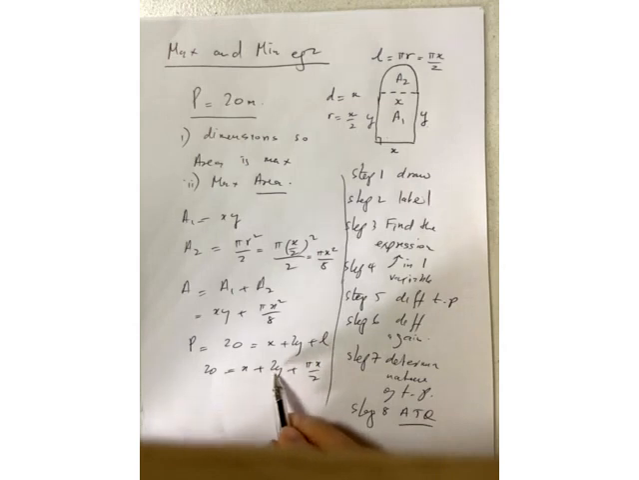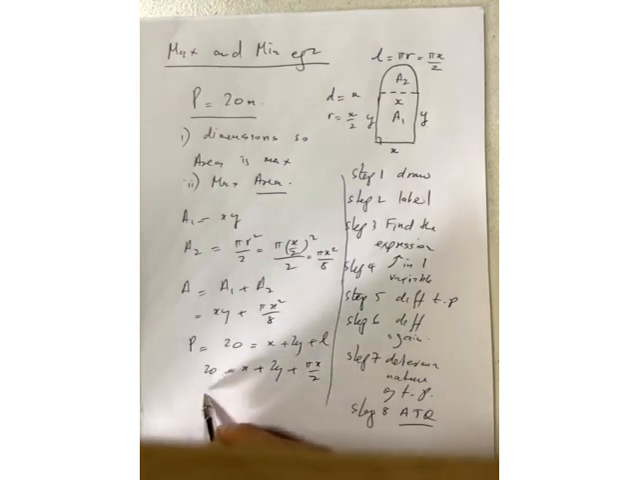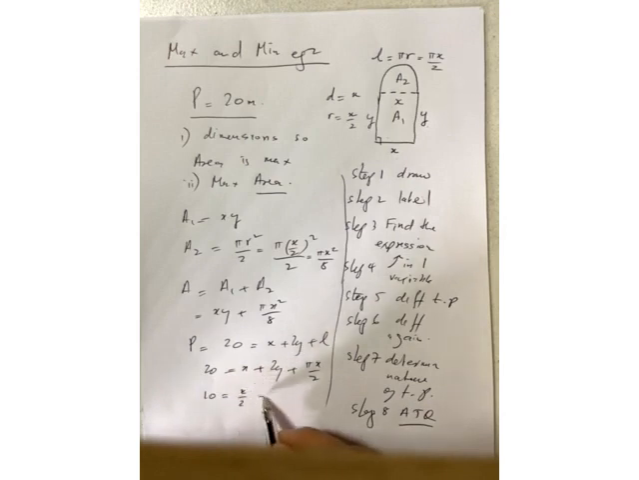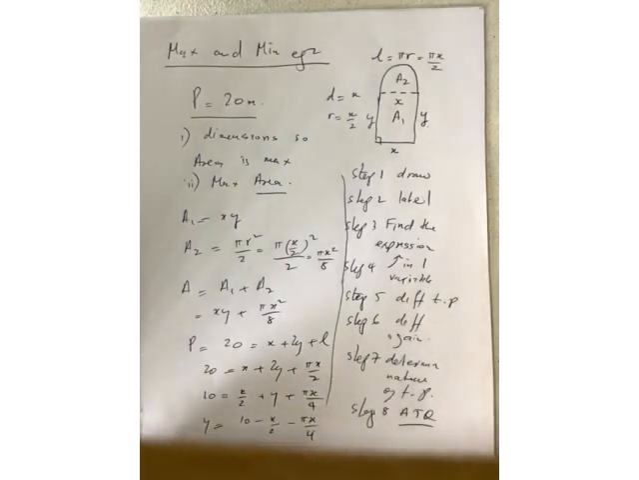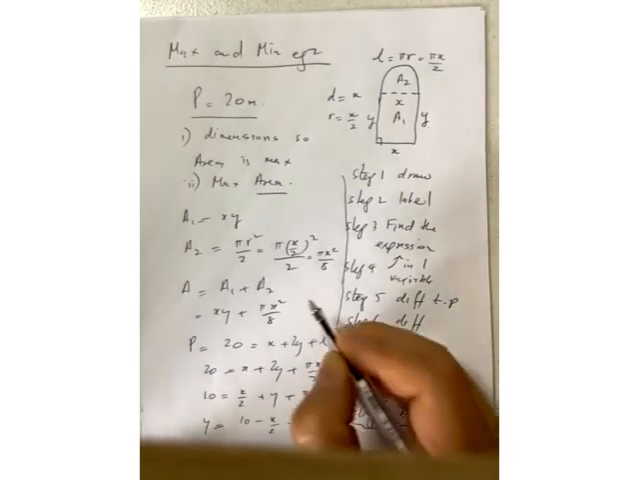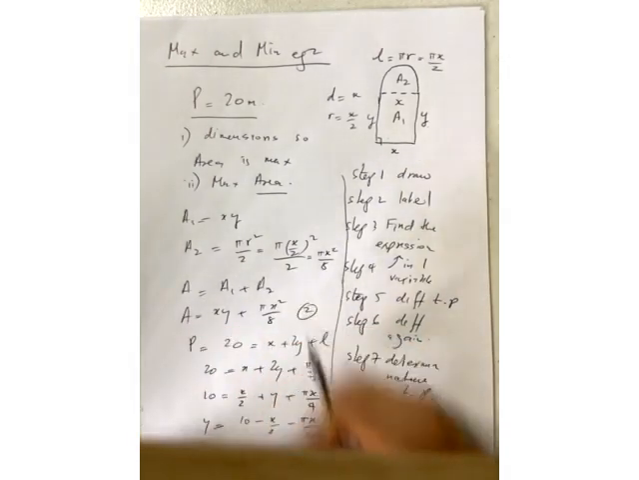You want to get rid of the y. So divide both sides by 2, you get 10 equals x on 2 plus y plus pi x on 4. You make y the subject, shoving everything over the other side, you get y equals 10 minus x on 2 minus pi x on 4. And let's call this 1. And let's call this 2.